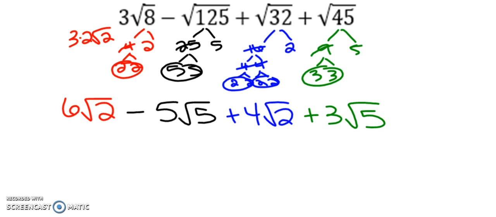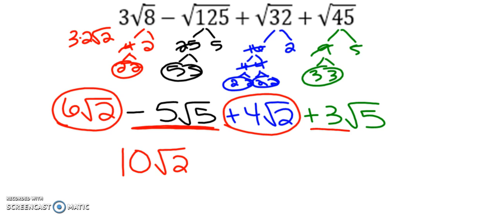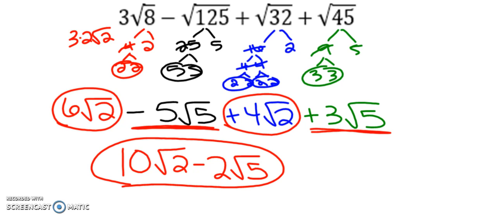Okay, so if we look now that we have broken down everything, now we can combine any like terms we have. So I have to look at what's underneath the radical symbol. I can combine my red and my blue, or 6 times the square root of 2 plus 4 times the square root of 2. That gives me 10 times the square root of 2. And then I'm also going to combine my negative 5 times the square root of 5 plus 3 times the square root of 5, which gives me negative 2 square root of 5. And you can tell you are done with the problem because our numbers underneath the radicals are not the same, but they are completely simplified down.